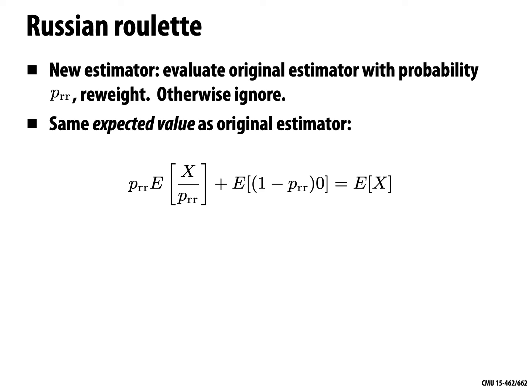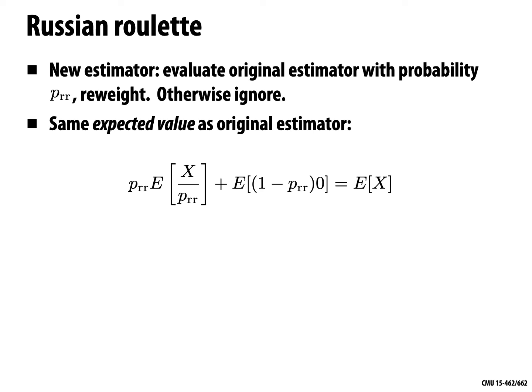So another way of saying this is we flip a coin, or we pick a uniform random variable between 0 and 1, and we check, is that value less than or greater than p sub RR? If it's less than p sub RR, then we go ahead and keep integrating, otherwise we kill it.